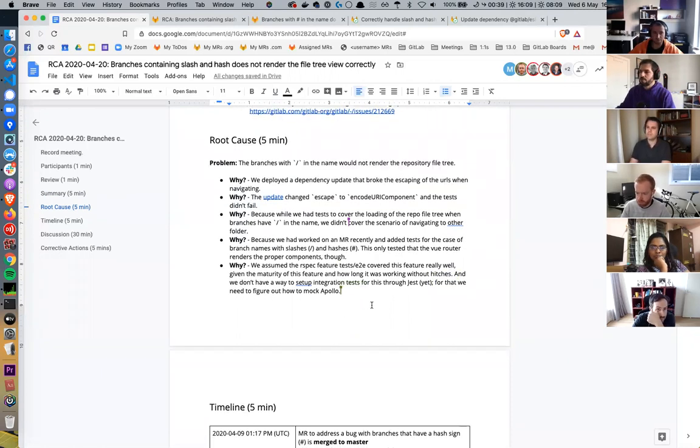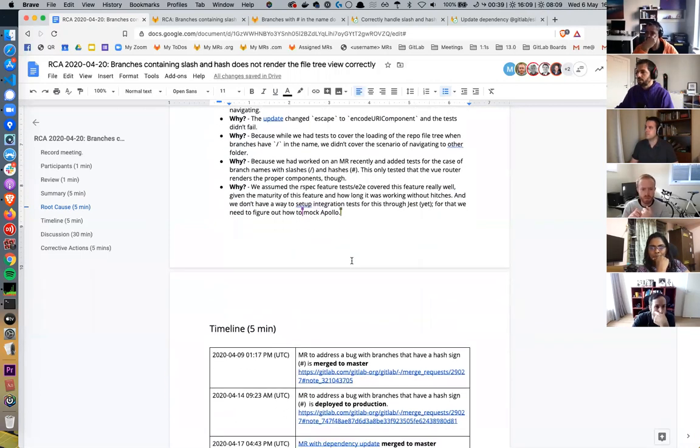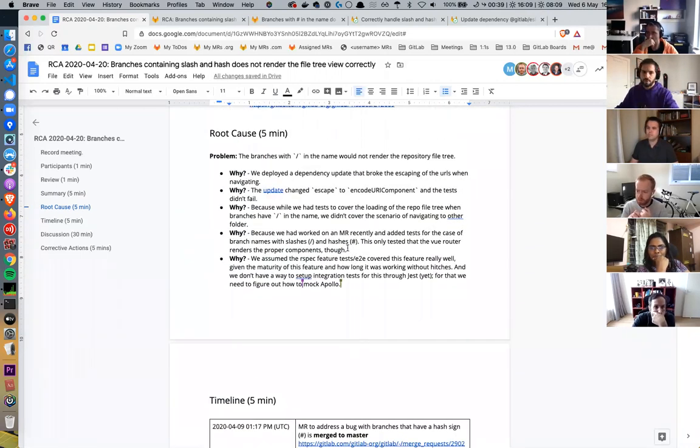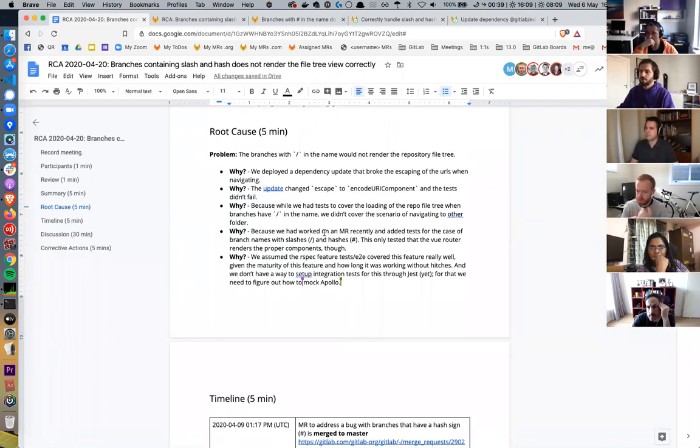So this is a brief overview of the root cause, and we've drilled down into the parts where we assumed some tests were there. We were confident that we had some coverage, but there was some slight variation: even though we tested loading, we didn't test navigating, and we didn't uncover this properly before merging the initial fix, and also we didn't uncover this when the dependency update was merged, because there are two related merge requests here. I'll go into more detail on the timeline right now. Any comments here on the root cause? Did we miss anything?